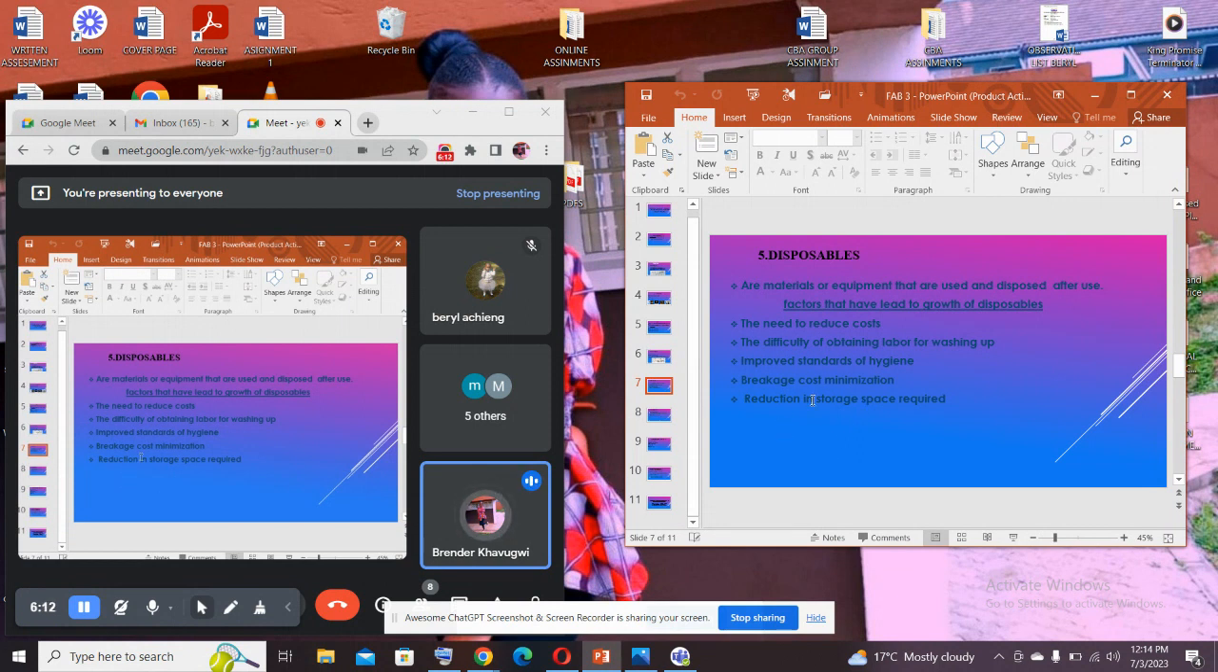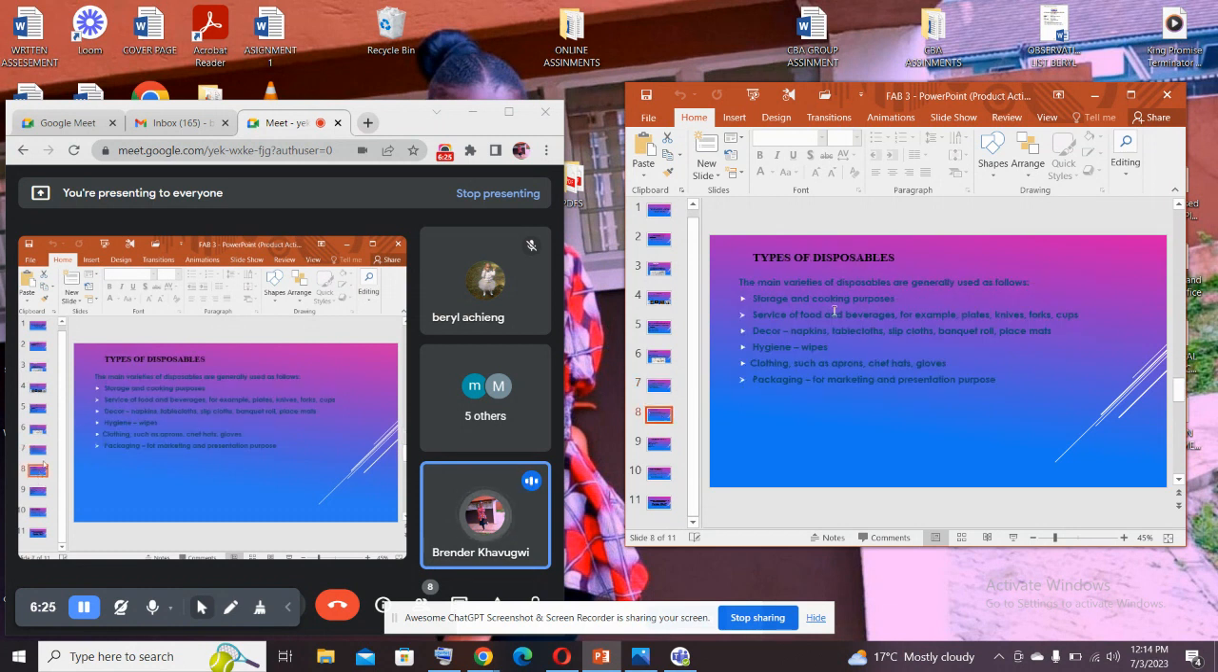Then we have the reduction in storage and space required. You reduce the need for storage space by eliminating the need to store, wash, and maintain the reusable items. So let's go to the types of disposables. Under decor, we have the napkins, the tablecloth, the sleeve cloths, banquet rolls, etc. Under the service of food and beverage, you have the plates, the knives, the forks. Under the clothing, we have the aprons, the chef hats, and the gloves.